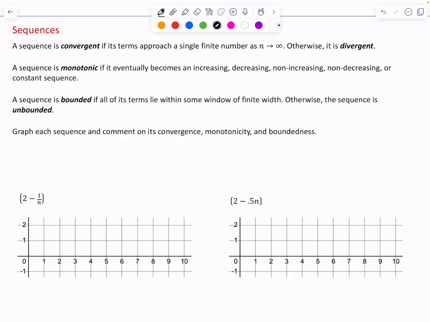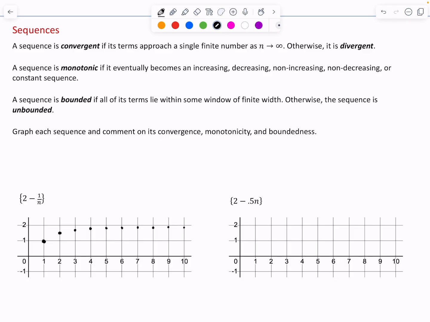So in the first case, when n is 1, we get 2 minus 1 over 1, or 2 minus 1, we get 1 back. When n is 2, we get 2 minus a half, which is 1.5. When n is 3, we get 2 minus a third. So start at 2 and come down a third. When n is 4, we get 2 minus a quarter. And then we get 2 minus a fifth, and then 2 minus a sixth, and 2 minus a seventh, 2 minus an eighth. We get a sequence that's getting closer and closer to 2.